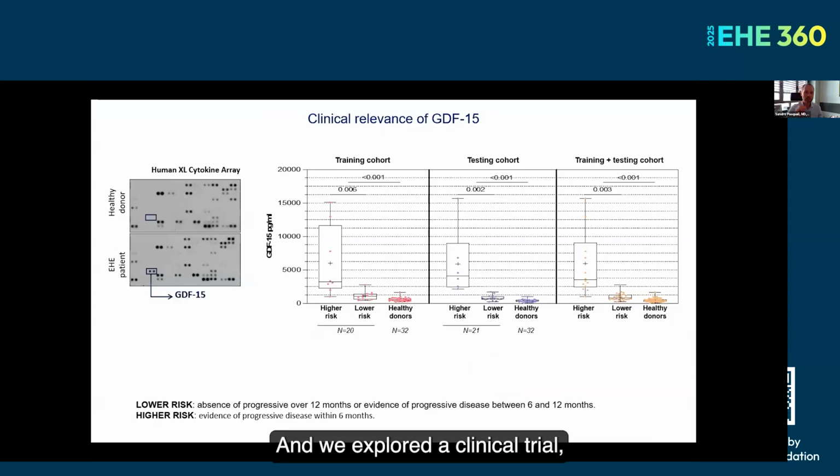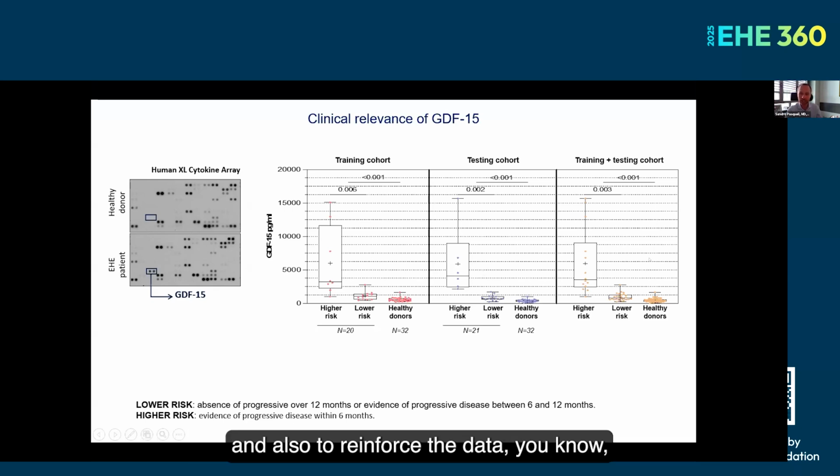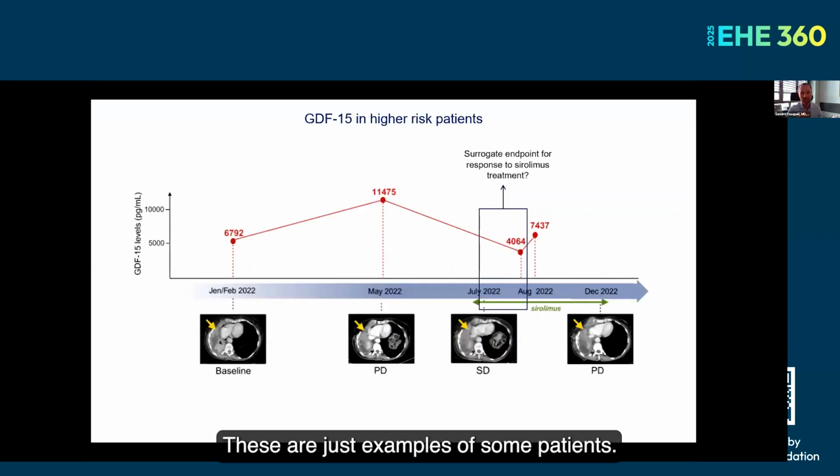And we exploited a clinical trial, an observational clinical trial, which is ongoing at our institution and at ICR London. And we saw that the GDF15 level was much higher in higher-risk patients compared to lower-risk patients, and definitely compared to healthy donors. And we confirmed this in an independent cohort of patients, and also to reinforce the data, we put the cohorts together. So we were quite persuaded that GDF15 correlates with presence of EHE and severity of EHE. These are just examples of some patients.